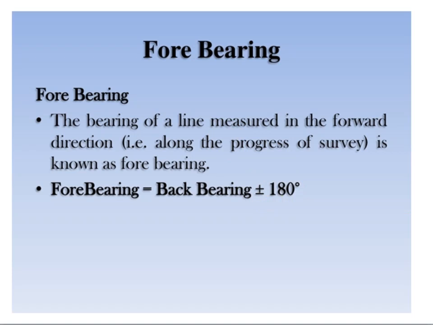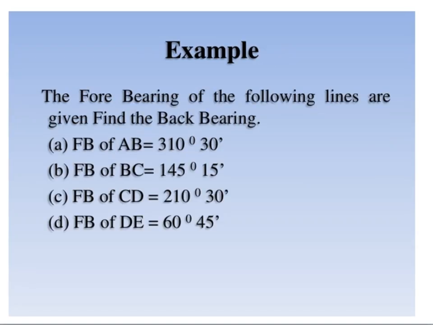When the bearing of a line is more than 180 degrees, you have to subtract. When the bearing of a line is less than 180 degrees, you have to add. Remember that the difference between forward bearing and back bearing is always 180 degrees. If it is not, then that line is locally affected, or we call it local attraction. That's why the difference does not come to exactly 180 degrees.